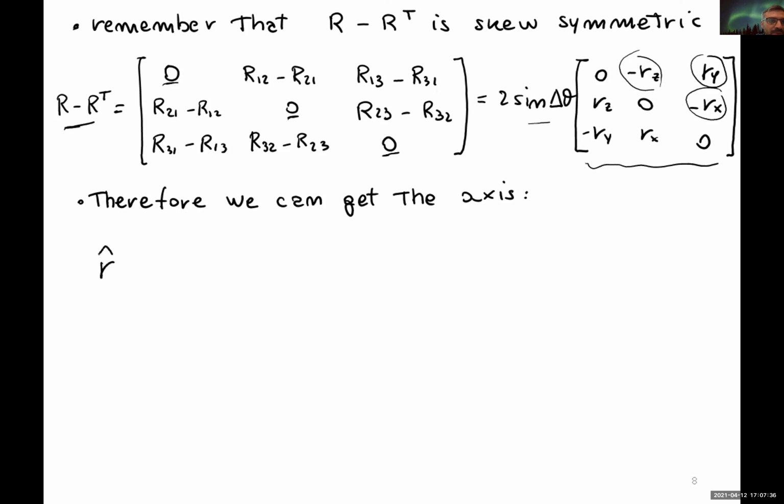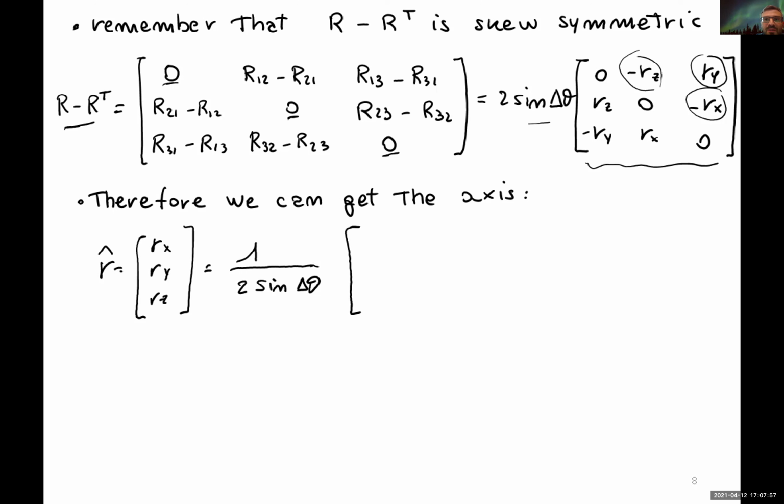So for example, we can get our axis, our x, our y, our z. We need to divide by 2 sine delta theta, what? We said this term is this one and is the z component with opposite sign. So we take R21 minus R12. Then we have the y component here, that is this one, that is as is. So R13 minus R31. And then we have the x component with opposite sign, that is this one. So we change the sign, R32 minus R23.